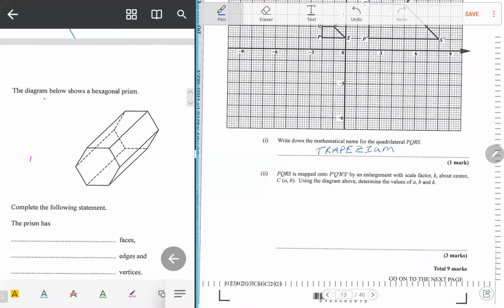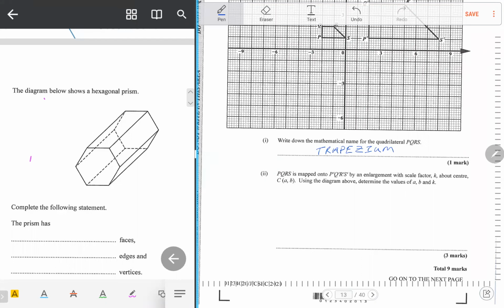Next part says PQRS is mapped onto P prime, Q prime, R prime, S prime by an enlargement. So they gave it away. They told us it's an enlargement. The scale factor is K, and the center of the enlargement is at the point (A, B). Using the diagram above, determine the values of A, B and K. So they want us to find the center and the scale factor.